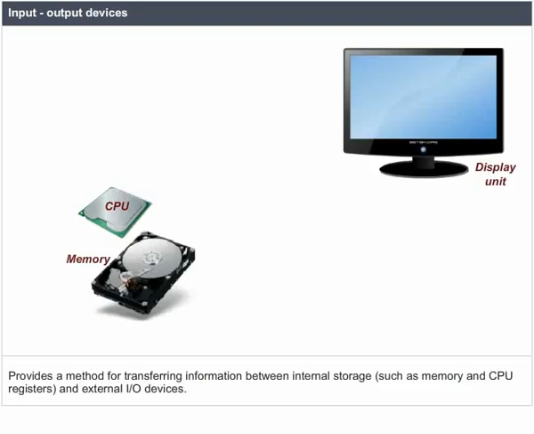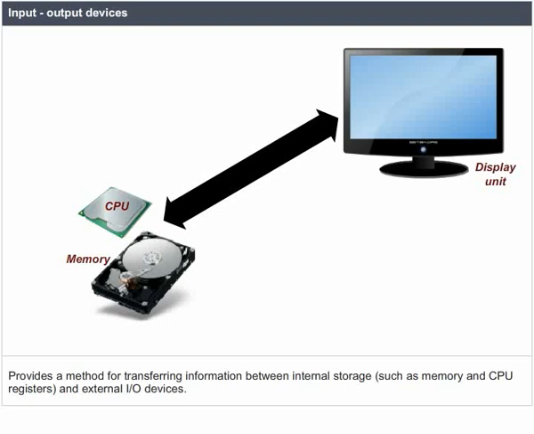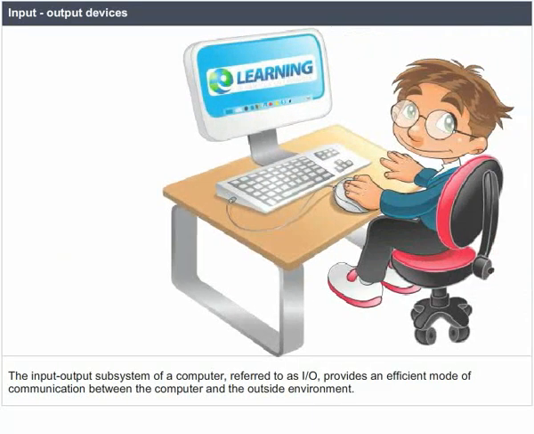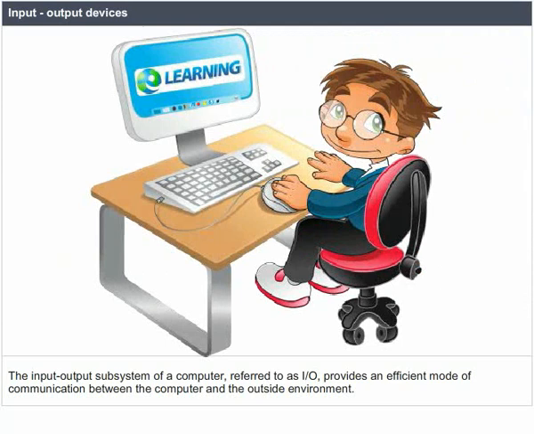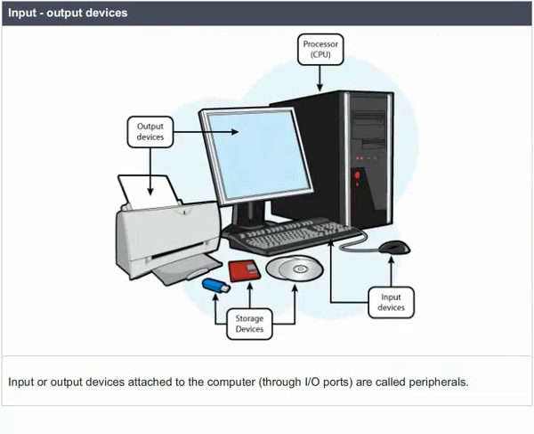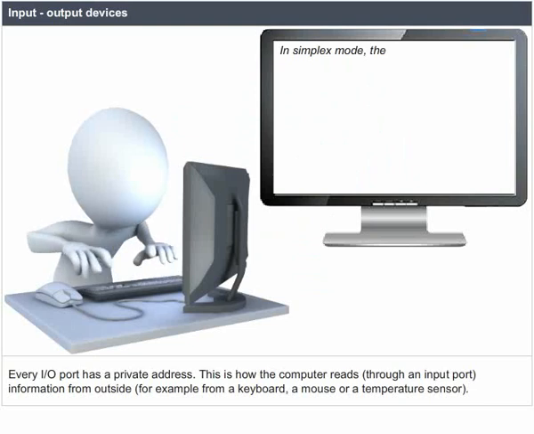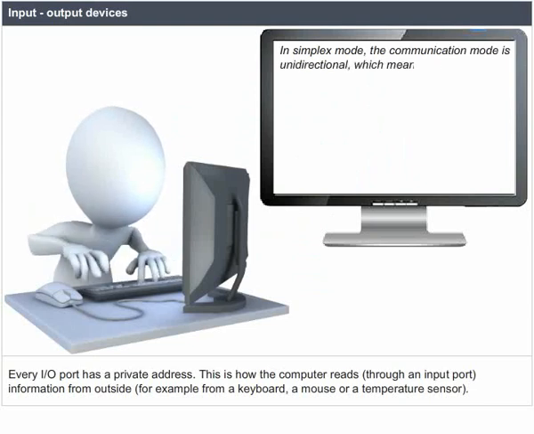Input-output devices provide a method for transferring information between internal storage, such as memory and CPU registers, and external input-output devices. The input-output subsystem of a computer, referred to as I/O, provides an efficient mode of communication between the computer and the outside environment. Input or output devices attached to the computer through I/O ports are called peripherals. Every input-output port has a private address.